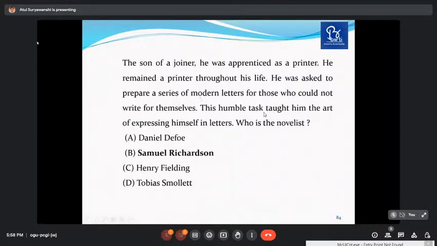The next question in this series. The son of a joiner who was apprenticed as a printer, he remained a printer throughout his life. He was asked to prepare a series of model letters for those who could not write for themselves. This humble task taught him the art of expressing himself in letters. Who is the novelist? He is Samuel Richardson.